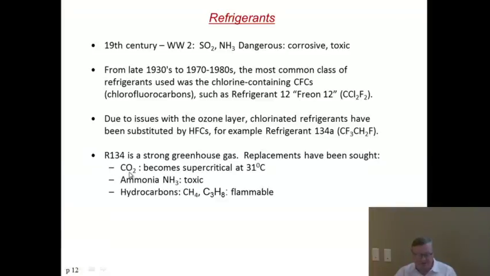Replacements have been sought. They try to go to CO2, but the problem with CO2 is that it's a supercritical fluid at 31 degrees C. So you had to work above the vapor dome, which doesn't work. So then you had to undercool it with other means. One notion was to go back to ammonia, which we still actually use in large industrial systems, but it's unusable, of course, for consumer products. And then we have hydrocarbons, typically propane or methane. They're fine, but they're flammable, so one has to be a little careful there too.